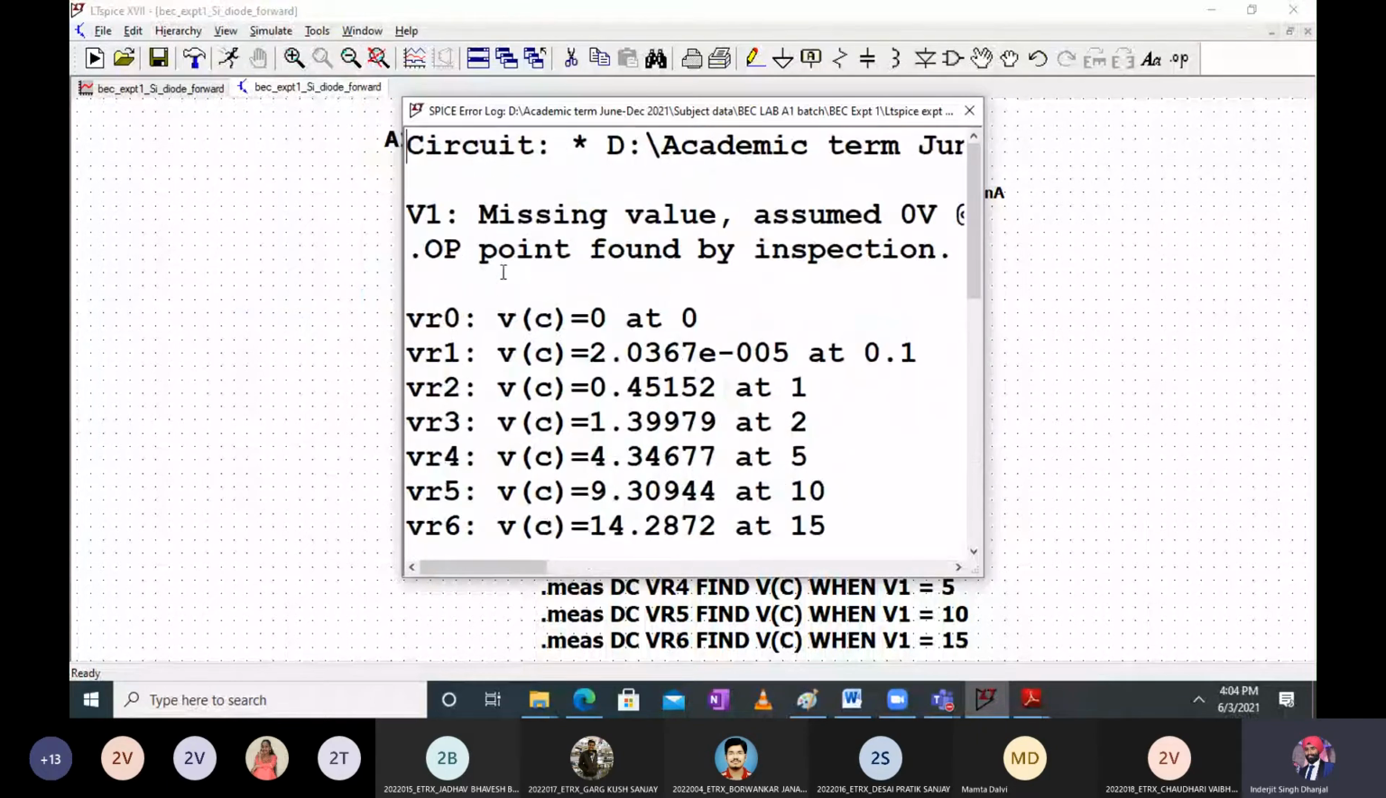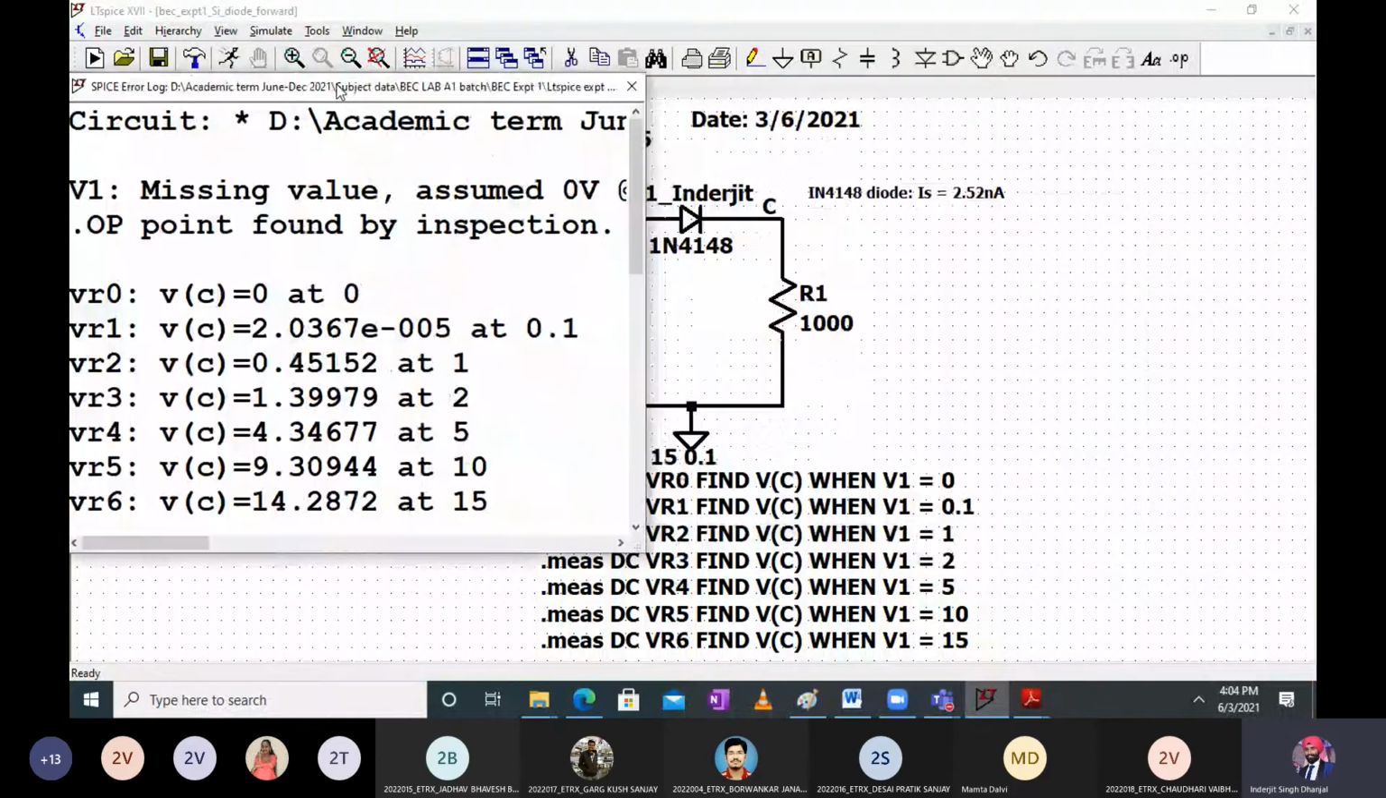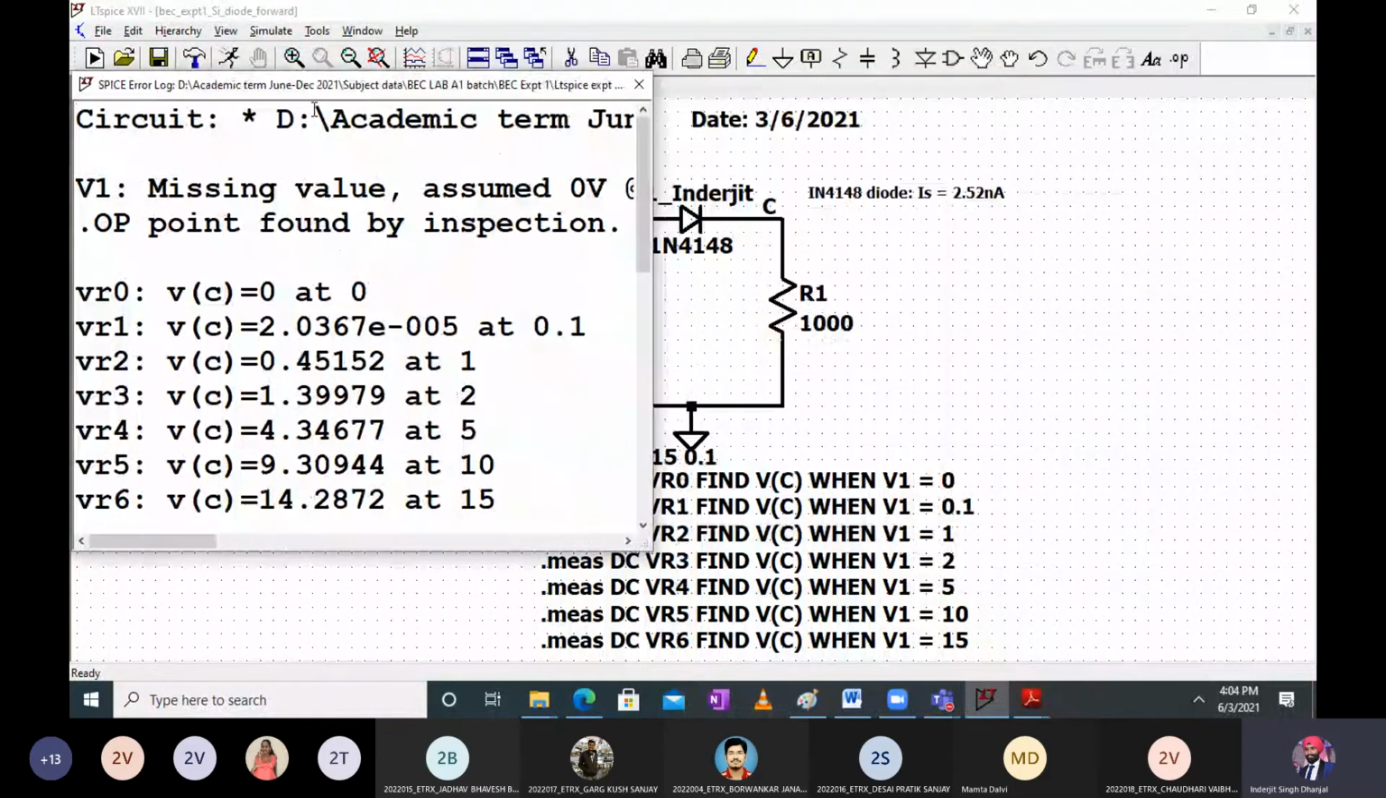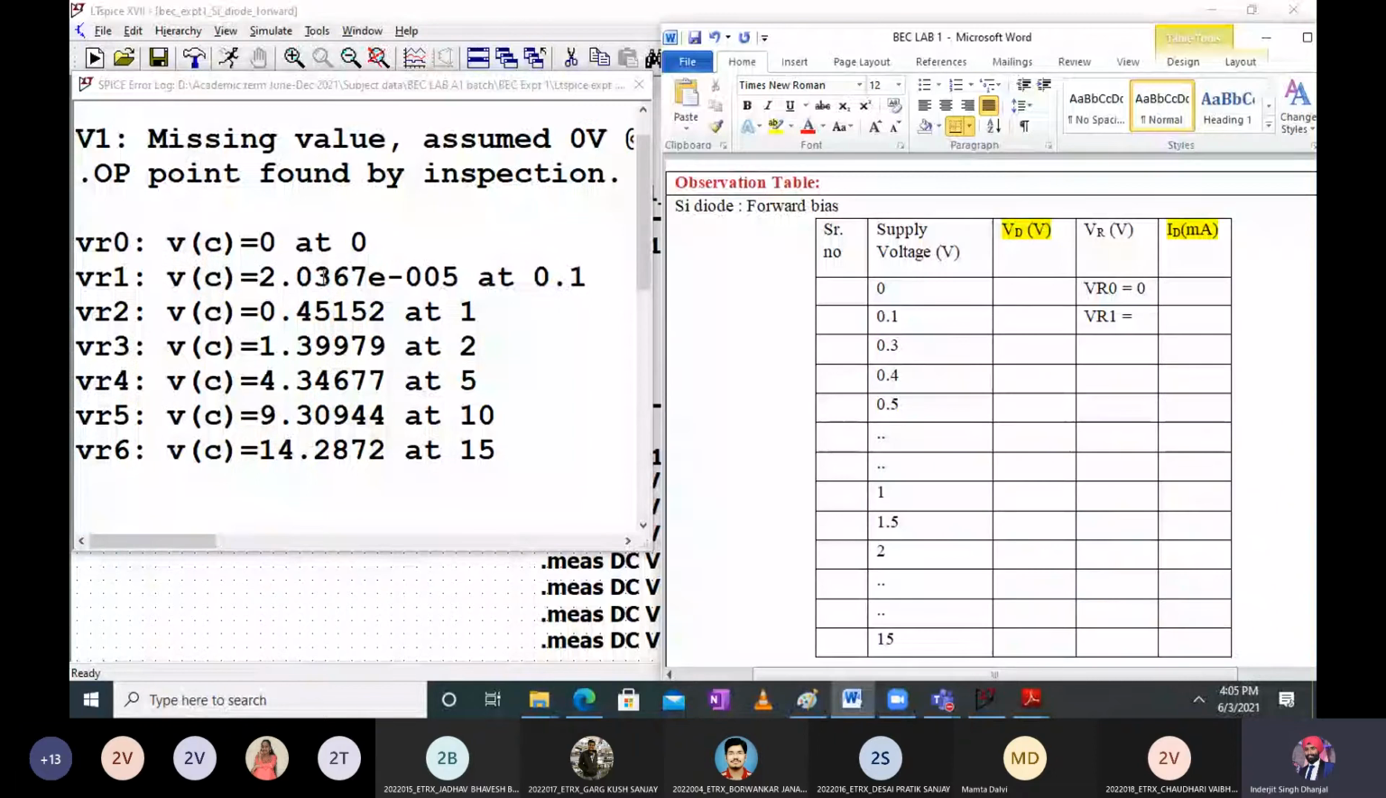समझ में आई ये बात? Do you see these values, everyone? Yes or no? हाँ. So ये सारे values table में डाल देने हैं. Simple. So what is that? VR0 is 0. Correct? What is VR1 value? 2.03 into 10 is to minus 5 volt. इधर लिख देना है. That's it.